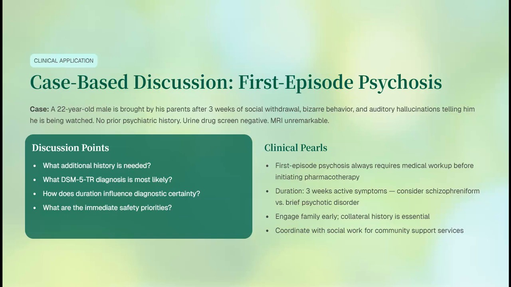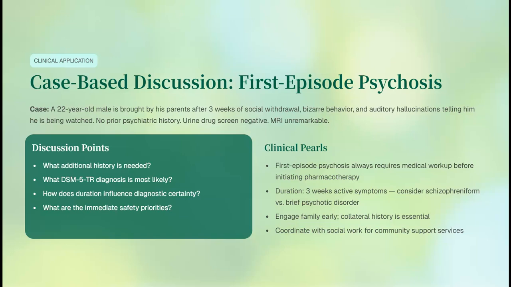What are the immediate safety priorities for him? We're going to assess command hallucinations and suicidality, right? That's a big safety issue. Risk of harm to self or others. Ability to care for himself, his eating, his hygiene, his safety awareness. And then we'll consider inpatient versus outpatient management.